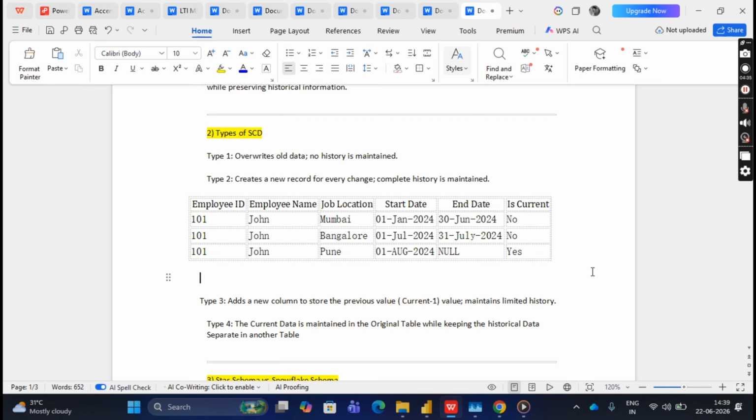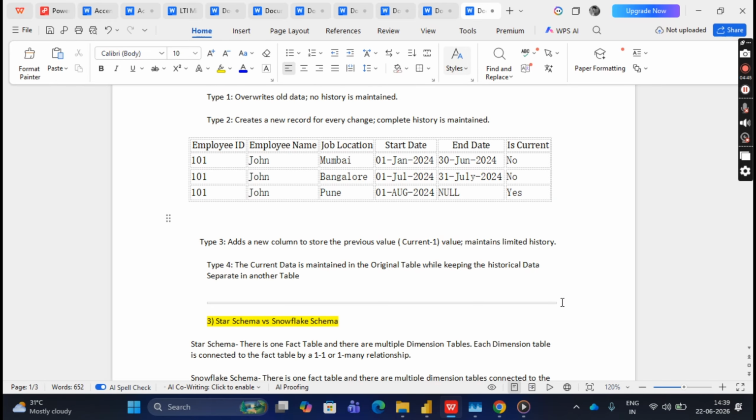So you can tell up to type 4. Okay. Coming to the next question, what is the difference between star schema and snowflake schema? This is one of the most important questions asked as a part of data warehousing concepts in a Power BI interview. So it is a very important question, and you should be answering it like that.